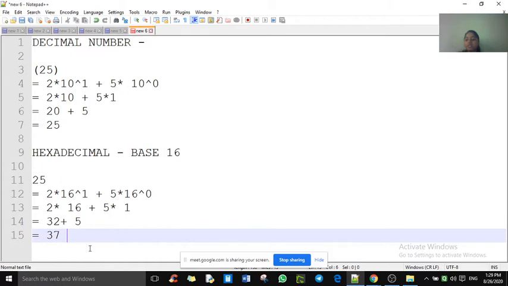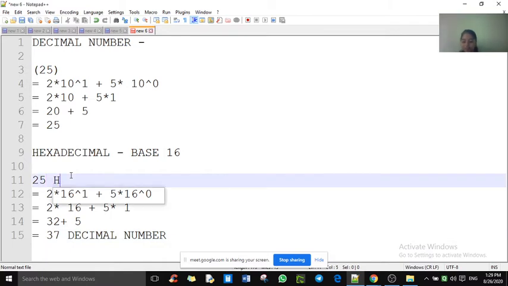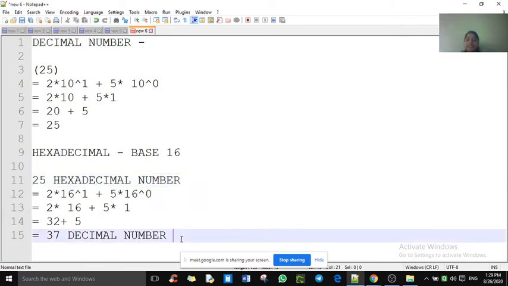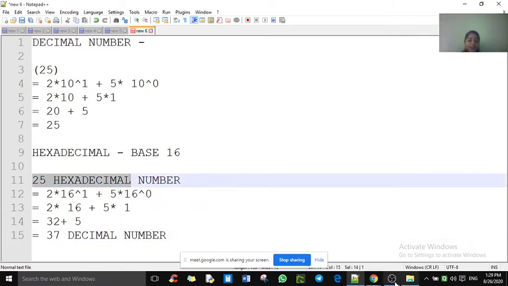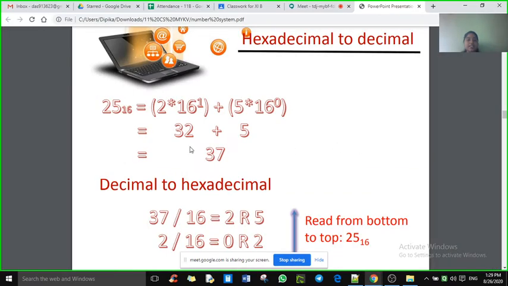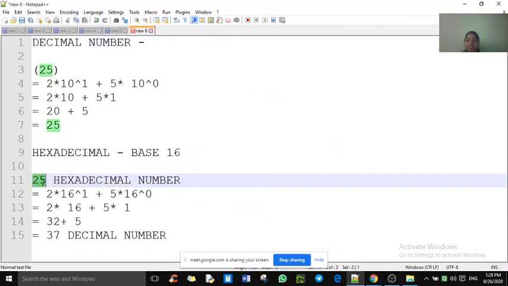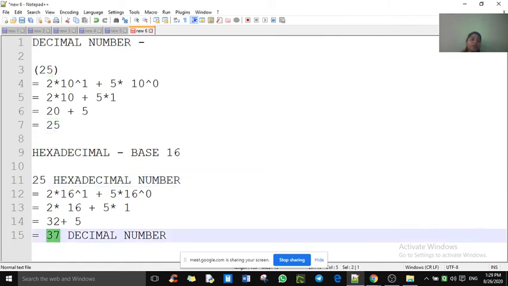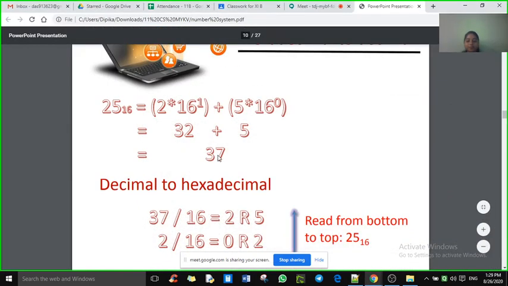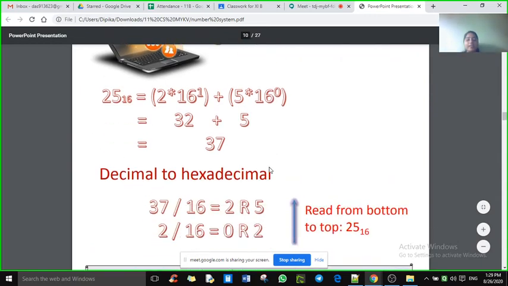37. So this will be what? Decimal number. And this is what? Hexadecimal number. Is it clear? So 25 is converted into 37. See the result: here it was 25 and it's now 37. So this represents the conversion.